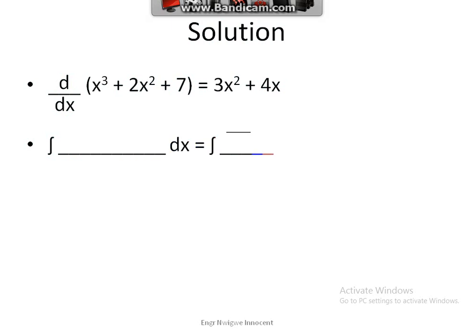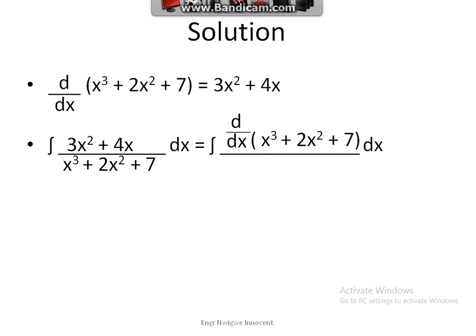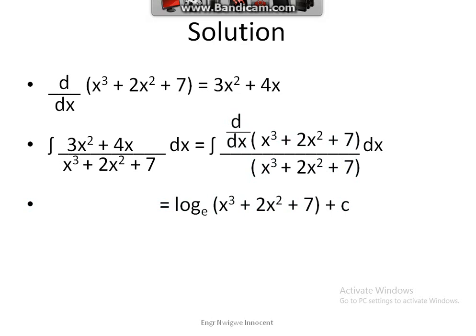The integral of 3x squared plus 4x all over x raised to the power 3 plus 2x squared plus 7 dx is equal to the integral of the differentiation of x raised to the power 3 plus 2x squared plus 7 dx all over x raised to the power 3 plus 2x squared plus 7, which will give us, from the formula, log to the base e in bracket x raised to the power 3 plus 2x squared plus 7 plus c.